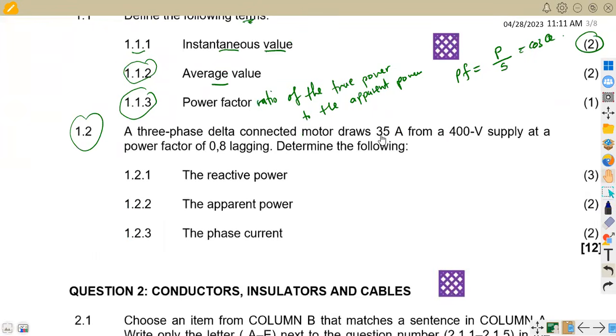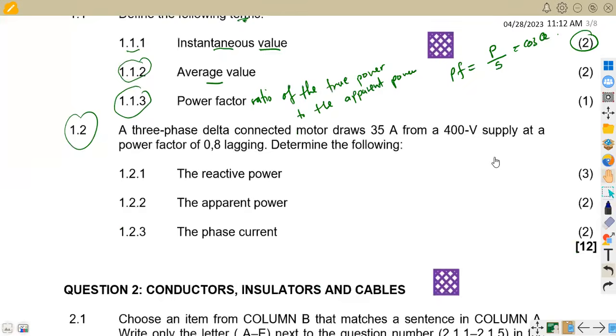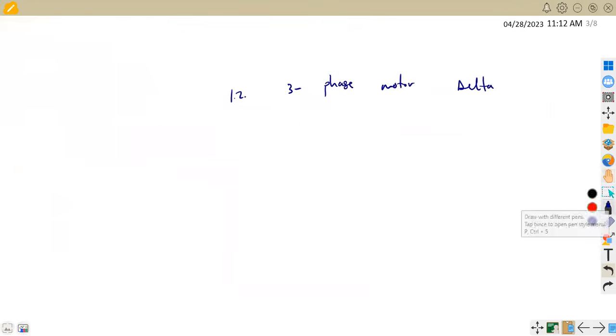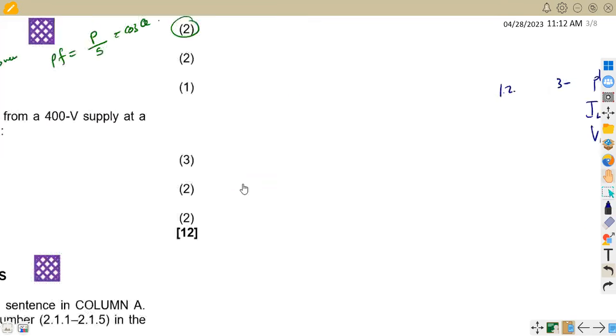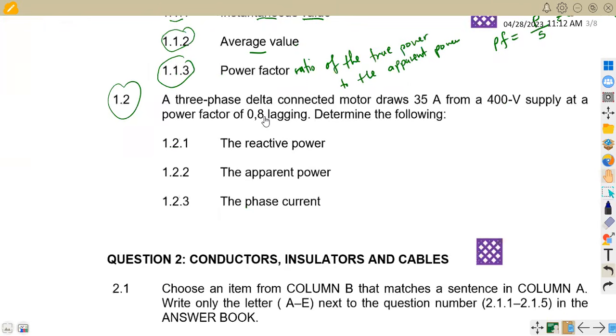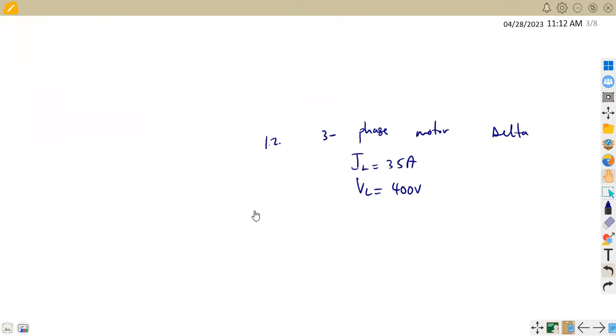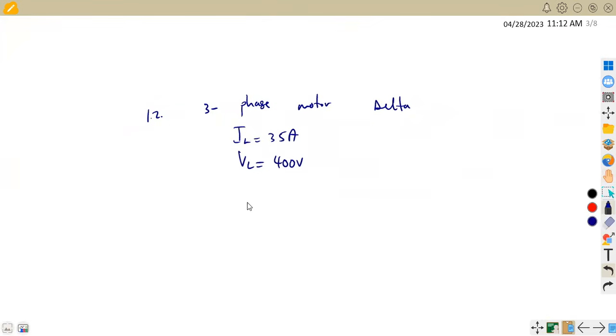The current that is drawn from the supply is the line current, and this is the line voltage. So we're given the line current of 35 amps and the line voltage of 400 volts. And we are given the power factor of 0.8 lagging. We said power factor is equal to the cosine of theta.